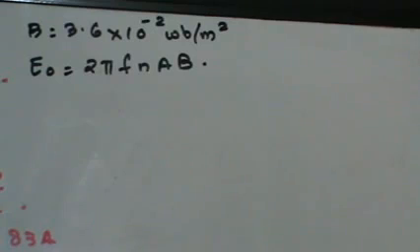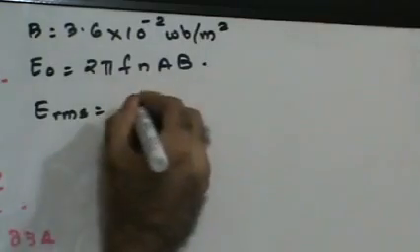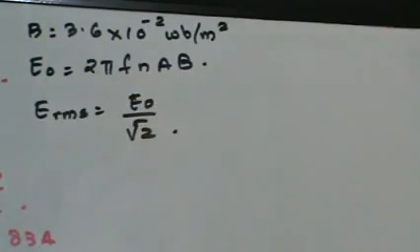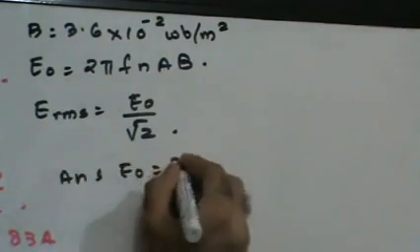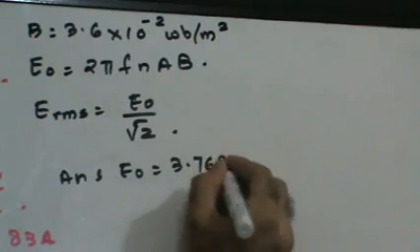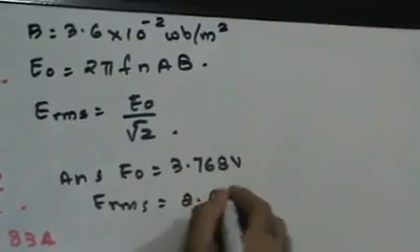Right? Peak value of induced EMF. They've given you area, they've given you the frequency, B and A. So I can say peak value of EMF is 2 pi f NAB. Once I have the peak value of EMF, then I can say ERMS is E0 upon root 2. So that will give me my ERMS. The answer for this sum should be E0 is 3.768 volts and ERMS is 2.665 volts.